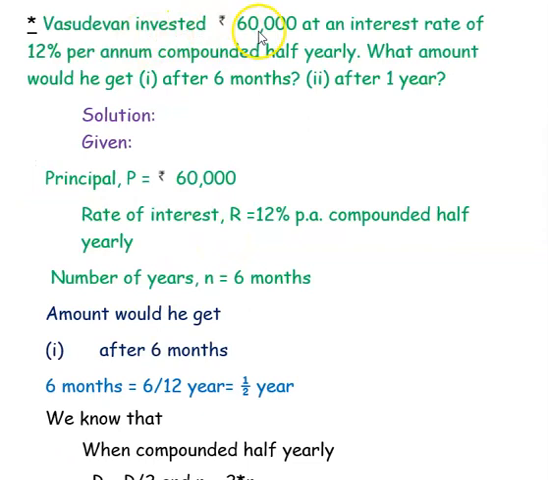Vasudevan invested rupees 60,000 at an interest rate of 12% per annum, compounded half yearly. What amount would he get after 6 months and after 1 year? So, what is given? Principal is 60,000 and rate of interest is 12% per annum, compounded half yearly, and the number of years given here is 6 months. We are going to calculate after 6 months and after 1 year, so we are going to do it 2 times.